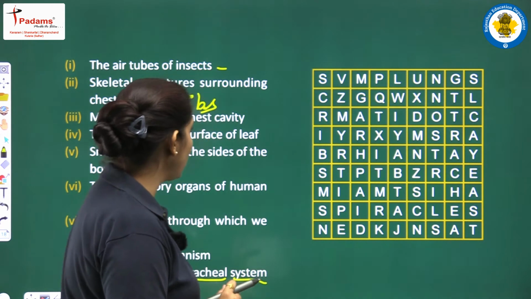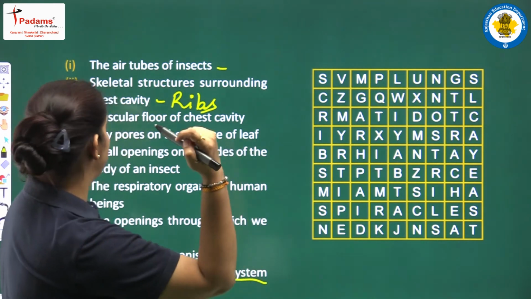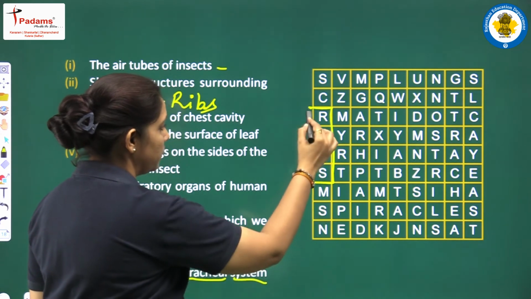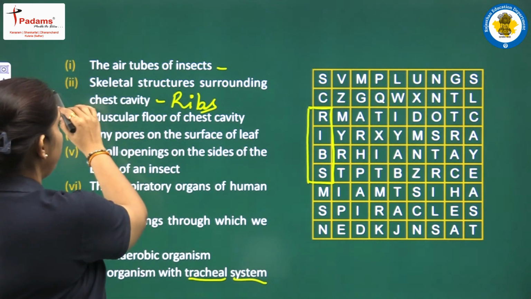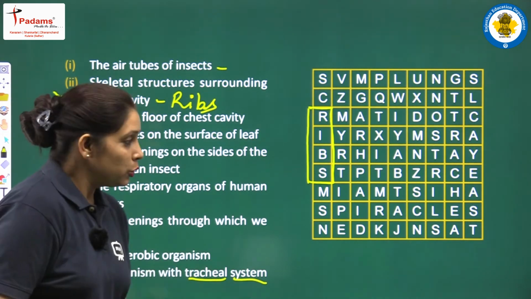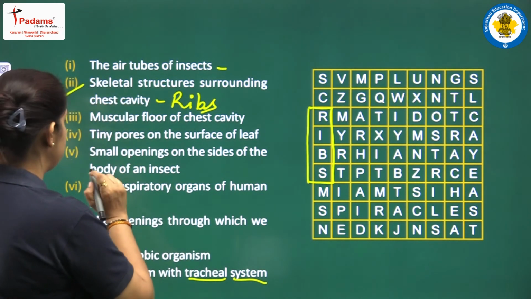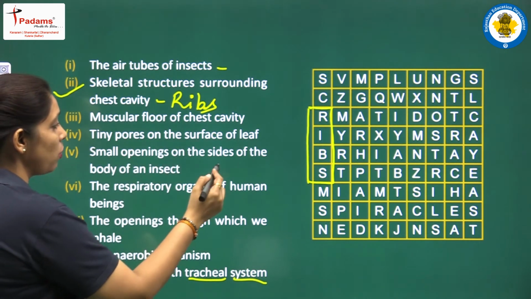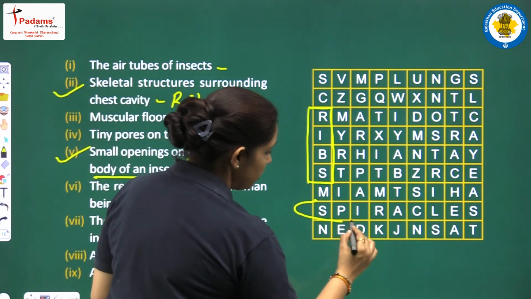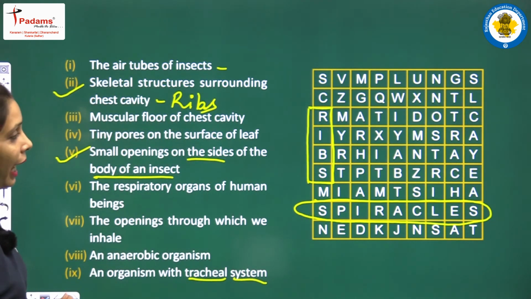Okay, so let's find out. We are having so many options here. Easy से कौन सा? Ribs. Students, just have a look here. We are having ribs. ये हमारा find out हो गया. Okay, and find out more. Students, next we will find, yes, I am having here spiracles, the fifth one, the small openings on the sides of the body of an insect. Fifth is here, class. Just have a look here. Spiracles. Okay, and what more?